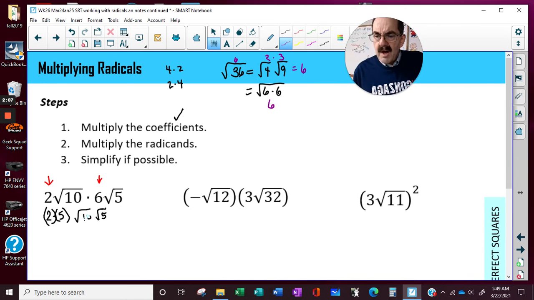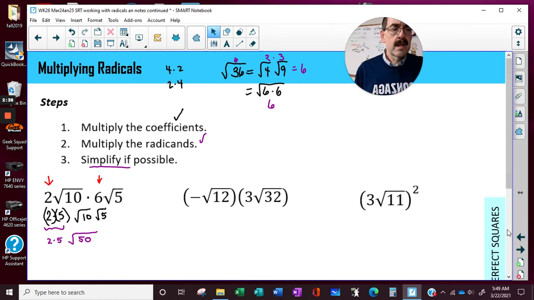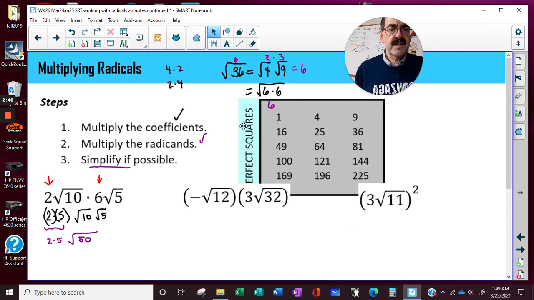Okay, so now I'm going to put these together. First of all, we know 2 times 5 is 10, but I'm just going to leave it like that. And on the inside, I could write the square root of 50. Okay, I could. But we want to simplify. What are numbers that multiply to 50 that might be perfect squares?